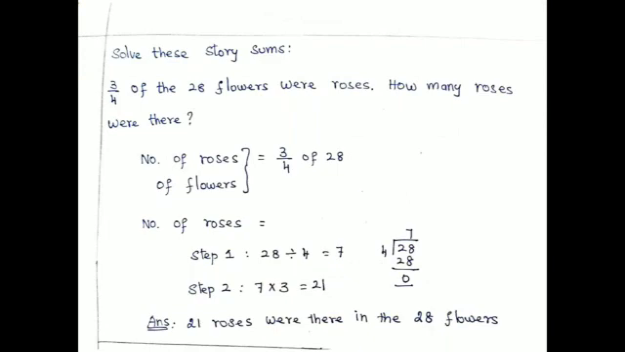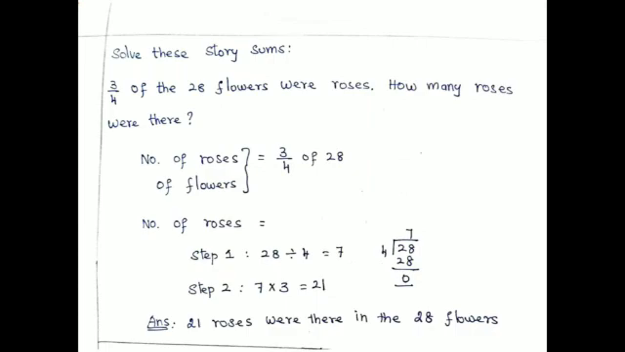Exercise sum. Solve these story sums. 3 by 4 of 28 flowers were roses. How many roses were there? So we have to find out 3 by 4 of 28 flowers. Number of roses we have to find out. So number of roses is equal to 3 by 4 of 28.